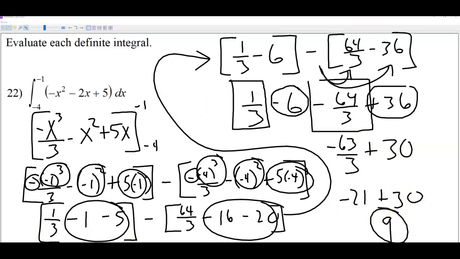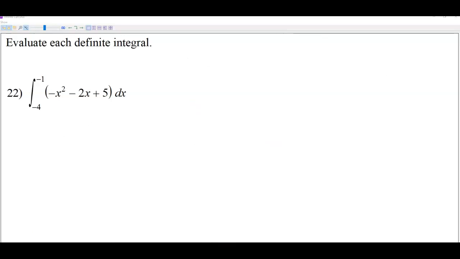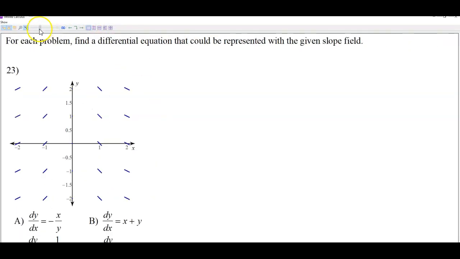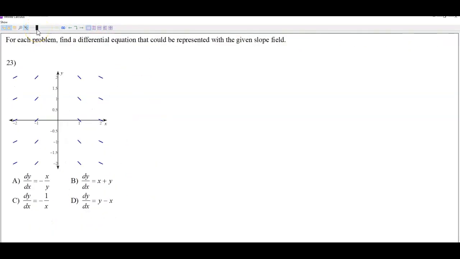Okay, so it's all about taking your time, being neat, showing your work, having that setup I shared with you, and you'll be good to go. All right, let's go ahead and do some of these. I'm going to skip number 23, and I'm going to do number 24. I'm just going to do the even slope field problems, multiple choice ones.